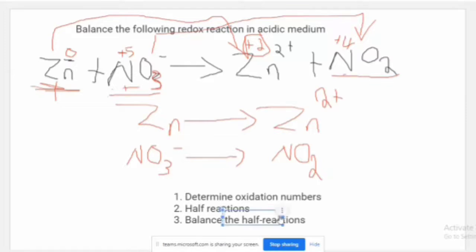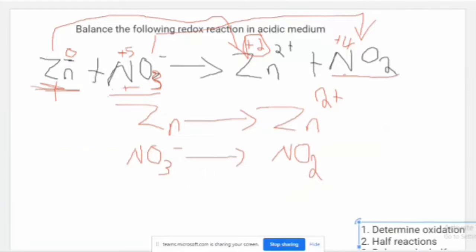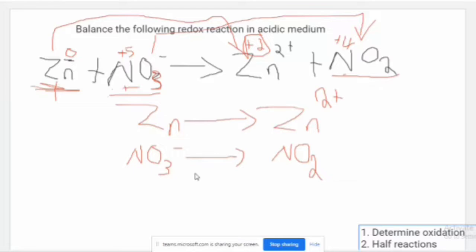Okay. All right. So third step, balance the half reactions. So let's put this aside. Let's balance these half reactions. You're supposed to balance the half reactions in terms of number of atoms. That is one thing. Then you also balance the charge. So balance number of atoms, then balance charge. Two things. Let's start with the oxidation half reaction.